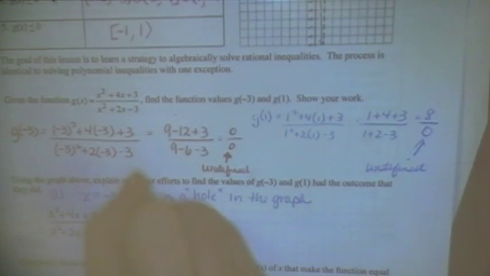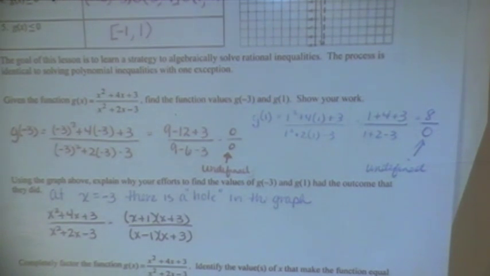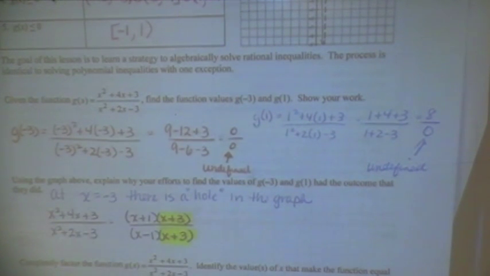If I factor this, it's going to factor as x plus 1, x plus 3 over x minus 1, x plus 3. Now, right there, x plus 3 and x plus 3. Now, I know what you want to do. You want to cancel it. But right now, that's not what we're doing. We're just identifying the fact that x plus 3 over x plus 3 is the same. That is how you identify a hole.